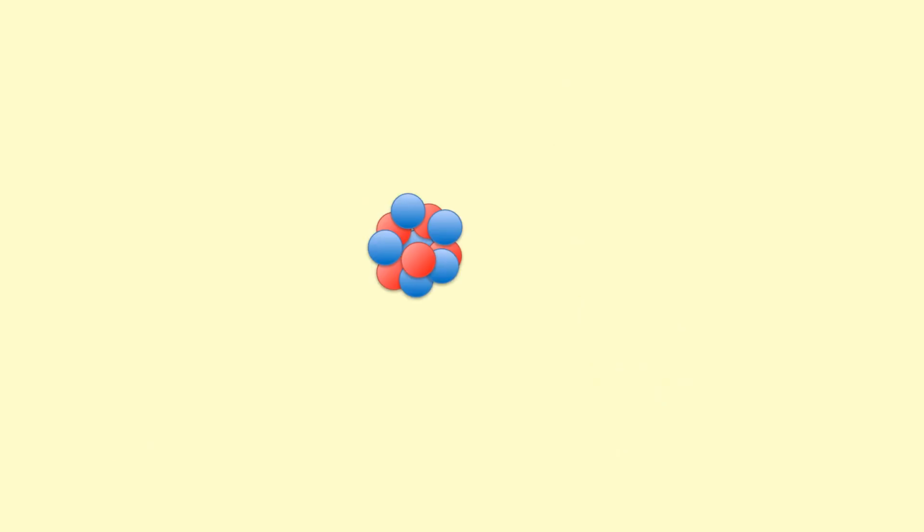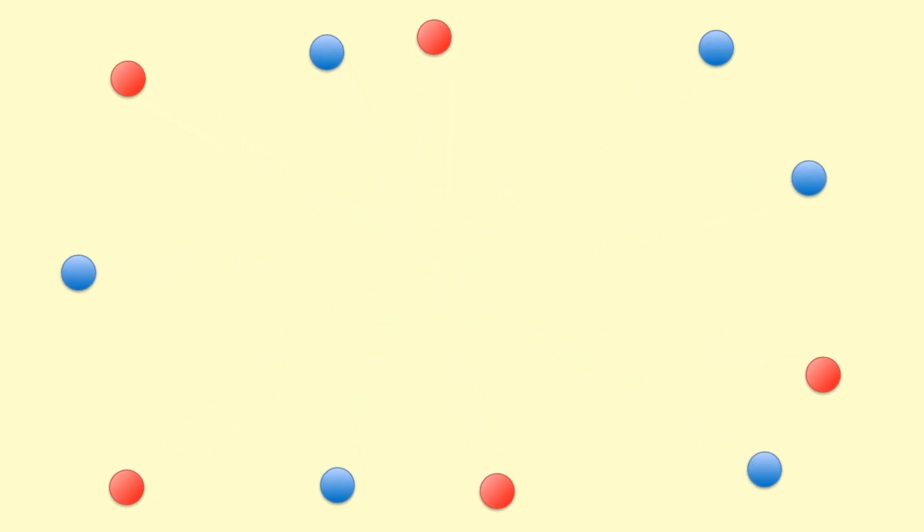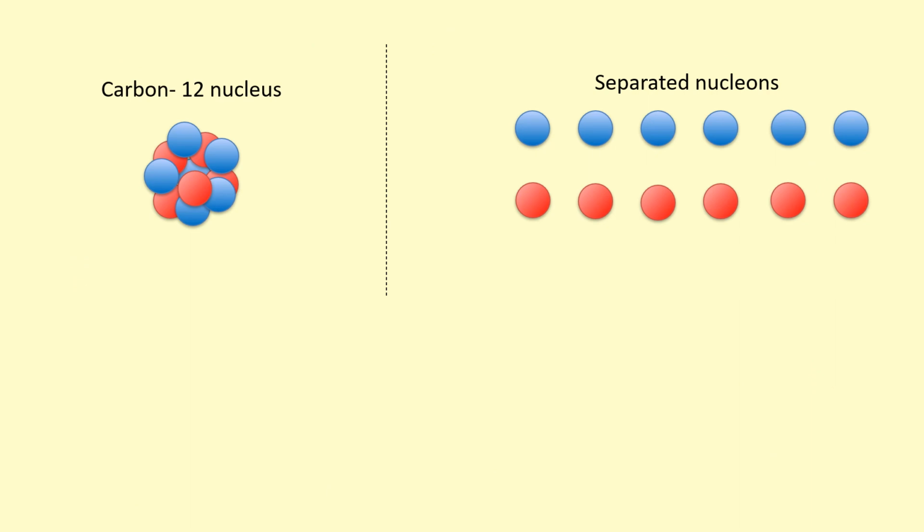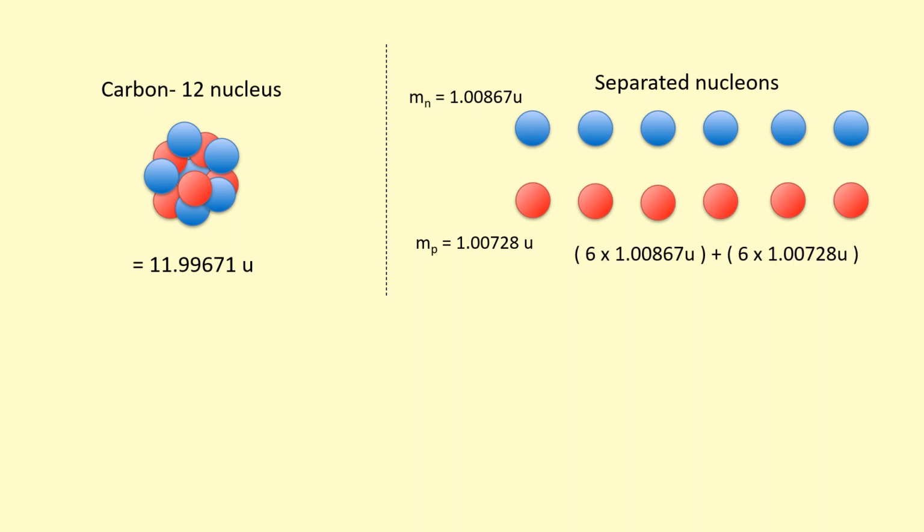Okay, the nucleus of an atom is held together by the strong nuclear force, which attracts all the protons and neutrons together. In order to separate it, I need to do some work. Again, this is called the binding energy. So the binding energy of a nucleus is the work that must be done to separate a nucleus into its constituent neutrons and protons. Okay, we're going to try to find the binding energy of this carbon-12 nucleus. The nucleus itself has a mass of 11.99671 times the atomic mass unit. To figure out the mass of the separated nucleons, we just use the mass of the neutron and proton, and because there are 6 of each, we multiply them by 6 and we add them together.